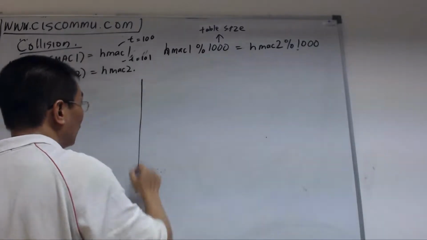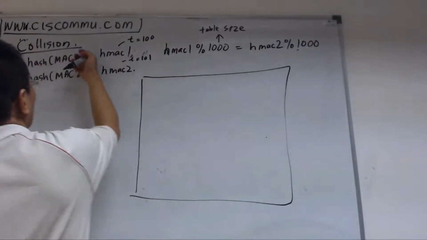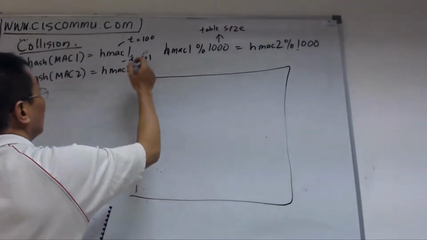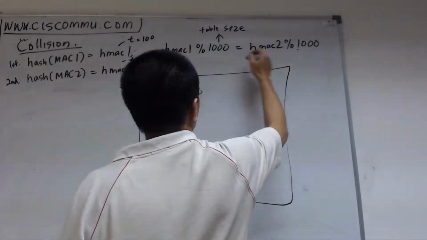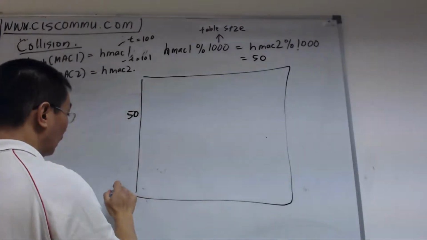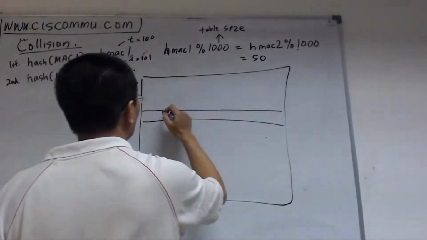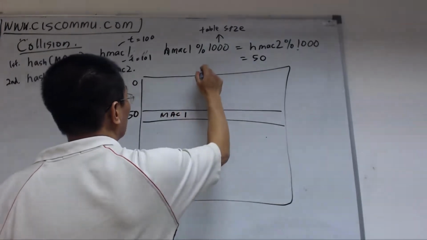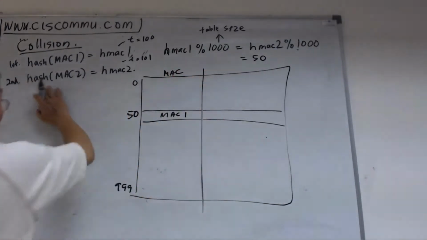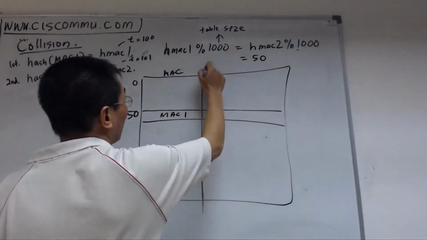So we draw the table. First, the bridge learned MAC address 1, which hashes to 50. So we're going to put the MAC address 1 here, along with the time. Then when you hash MAC address 2, you get the same hash.